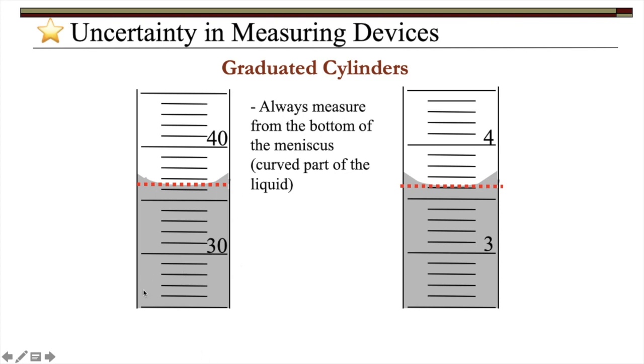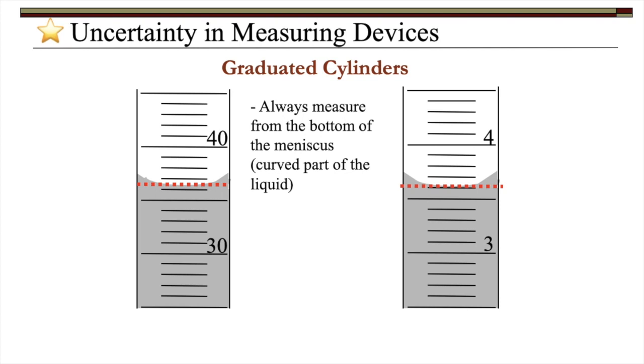So if we look at our graduated cylinder on the left, we can see that it is going by ones for its markings. So we're above 35. It's a little bit more than 36, but not quite 37.